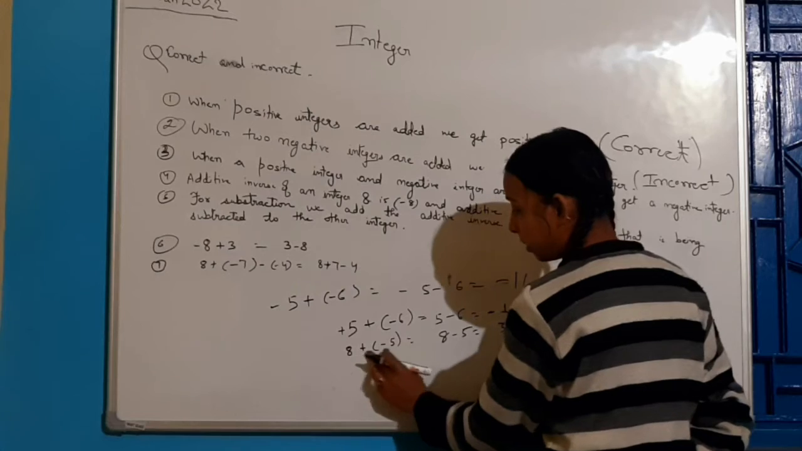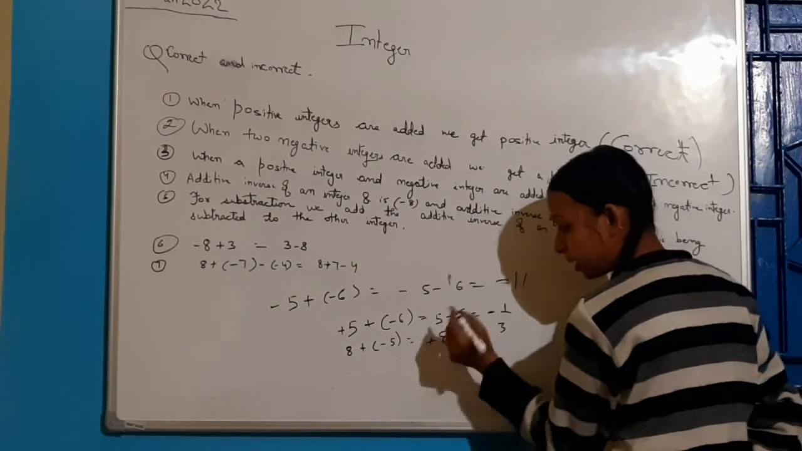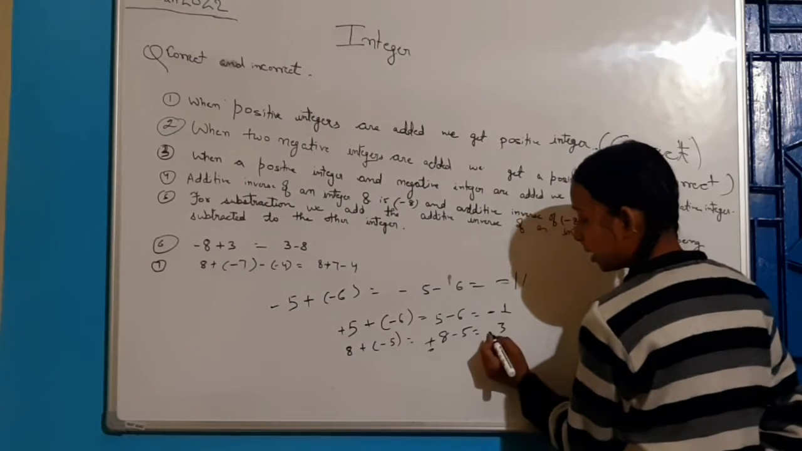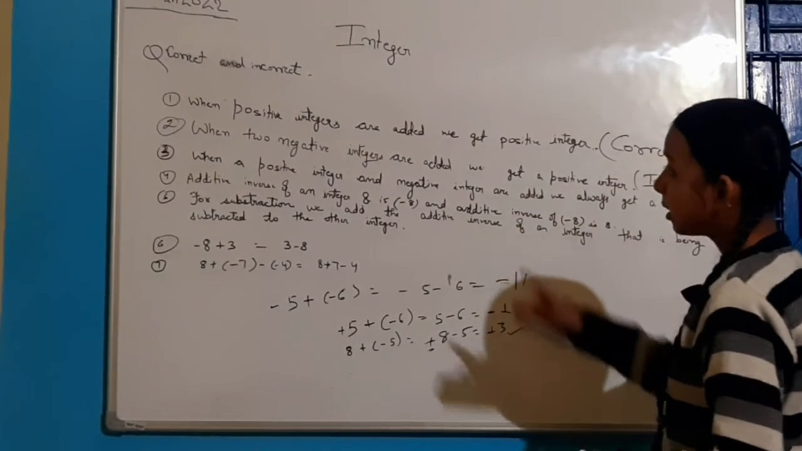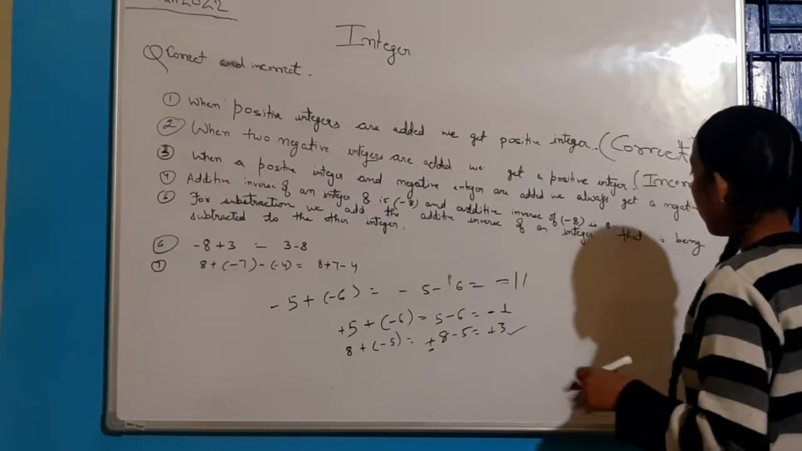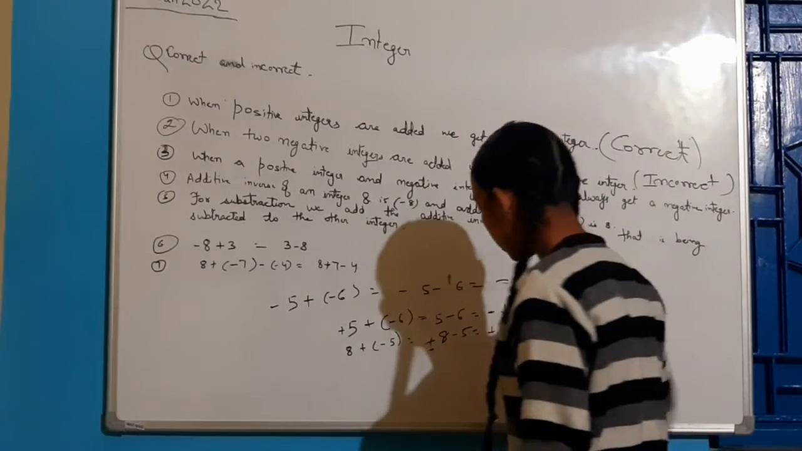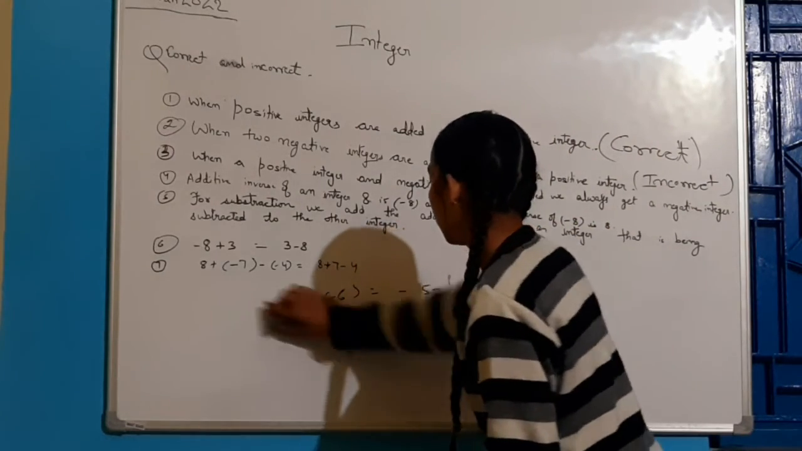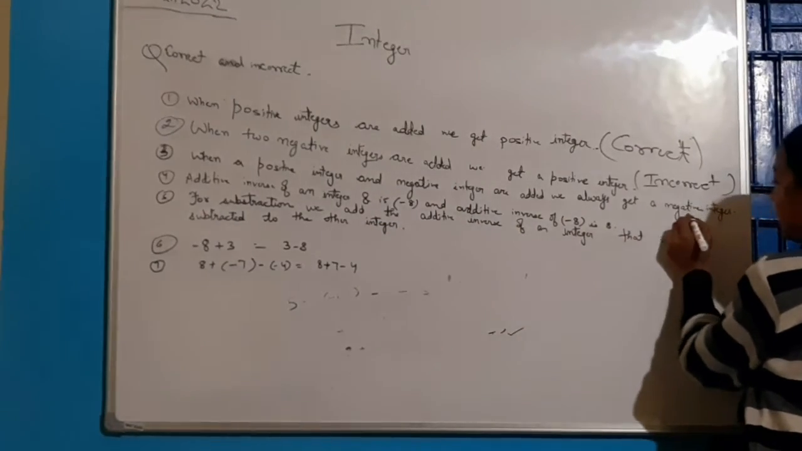And here 8 plus -5: the sign of the larger number 8 is plus. That's why we have taken 3. Then what we see is that when a positive integer and a negative integer are added, we are not always getting a negative integer. Sometimes we are getting a positive integer also. That means the third one is incorrect.